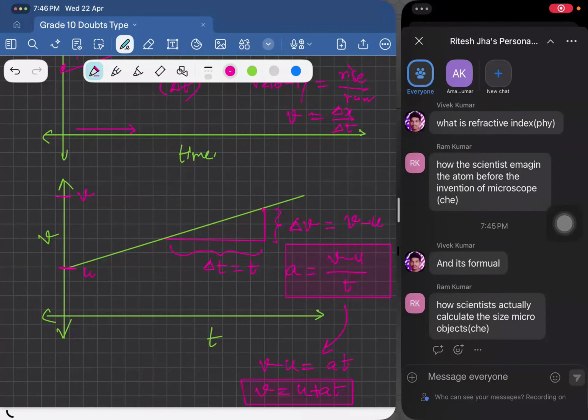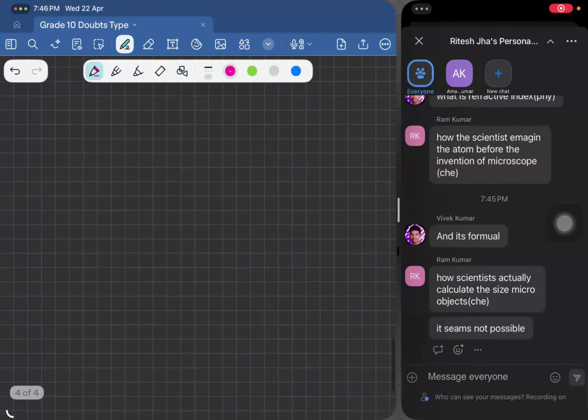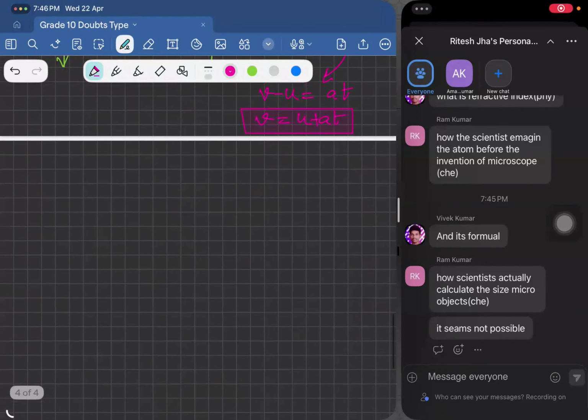While I have covered all these things, I actually gave you the terminology. What is displacement? What is velocity? What is acceleration? At the same time, I helped you in deriving the first equation of motion, which is v equals u plus at, using the graph. Very simple.